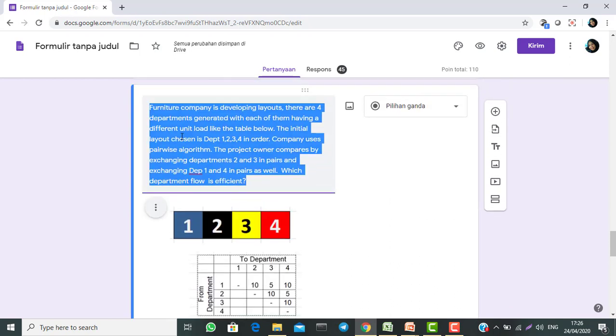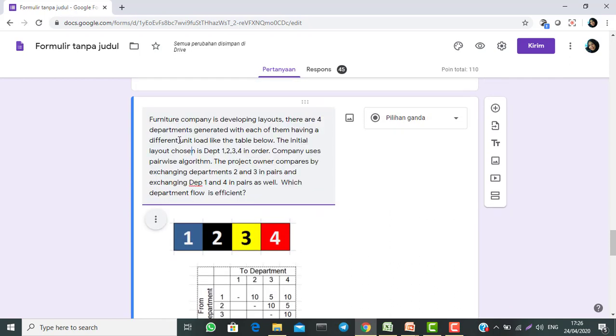Now, pairwise algorithm. A furniture company is developing layouts. There are 4 departments, each of them having a different unit load, like in this table below. The initial layout chosen is department 1, 2, 3, and 4. The company uses a pairwise algorithm, and the project owner wants to compare 2 different alternatives.